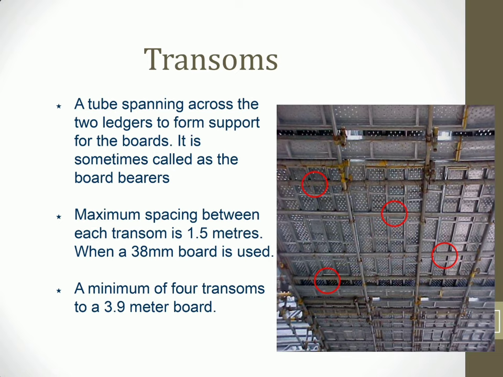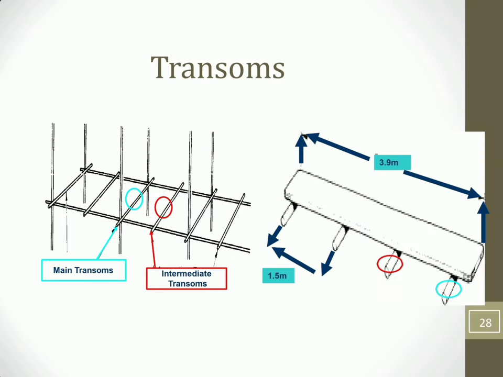And the sample picture shows the main transoms and, at the same time, intermediate transoms. We need to differentiate which is a main transom and which is an intermediate transom. For the main transoms, we need to calculate the length of the transom as well. The main one is 3.9 meters and the intermediate is needed at 1.5 meters.